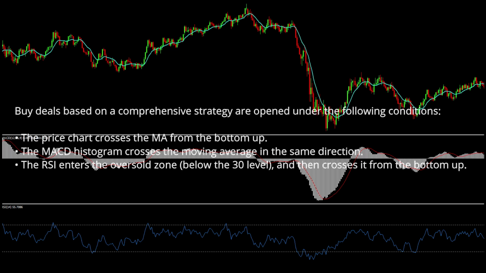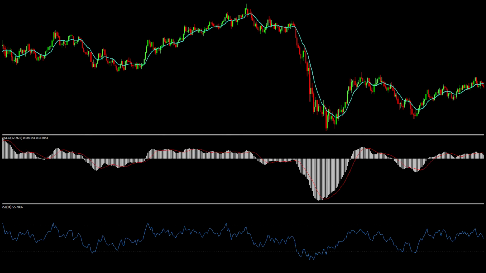Buy deals based on a comprehensive strategy are opened under the following conditions. The price chart crosses the moving average from the bottom up. The MACD histogram crosses the moving average in the same direction. The RSI enters the oversold zone below the 30 level, and then crosses it from the bottom up. Sales transactions are opened in a mirror situation.